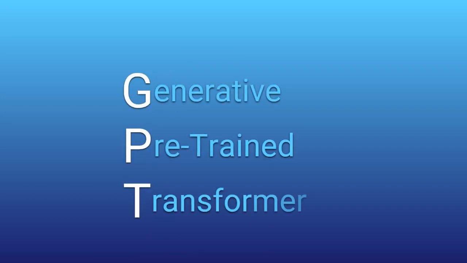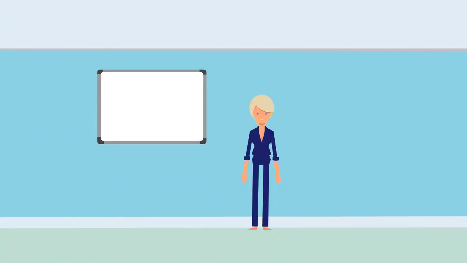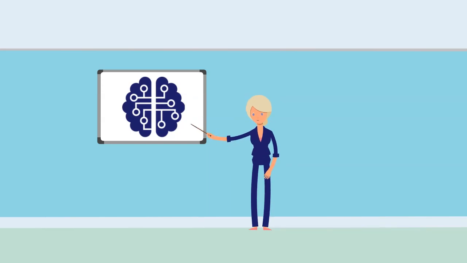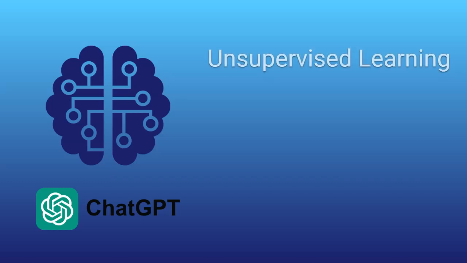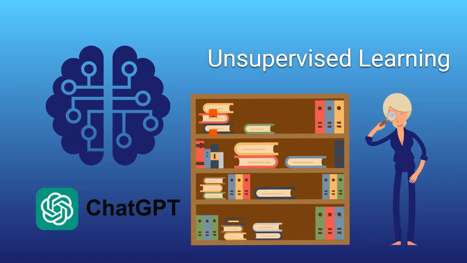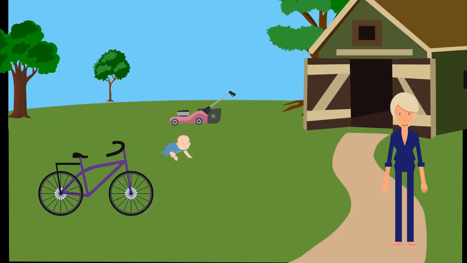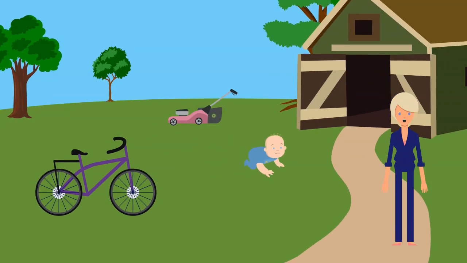GPT stands for Generative Pre-trained Transformer, a type of artificial intelligence model. This model is similar to a human brain, made up of millions of interconnected nodes, or neurons, that process and pass on information. This brain of ChatGPT is trained in two main steps. The first is unsupervised learning, where it learns from vast amounts of text data. This is a bit like how a child learns by observing the world.